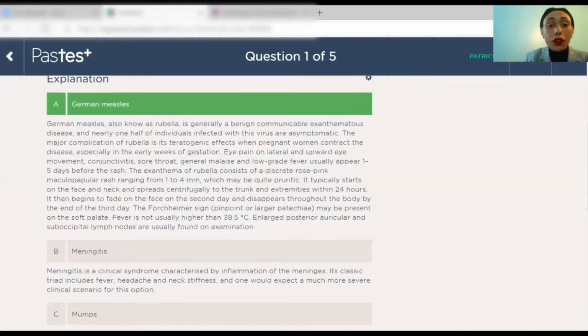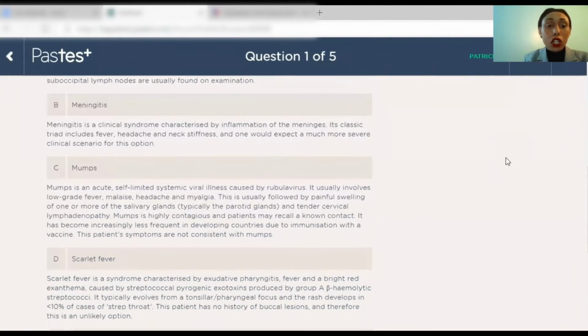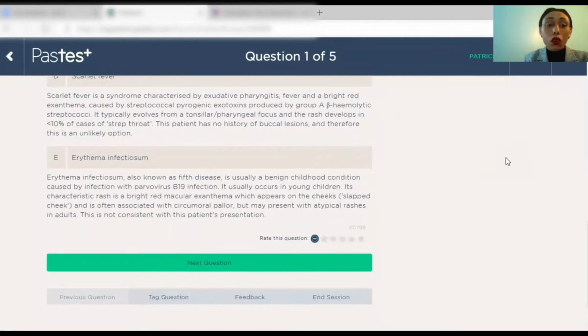Again, you can pause the video at this point if you want to have a read in a bit more detail. But as you can see, there's a lot of information about rubella for you to read. And again, it talks through why it's not meningitis, mumps, scarlet fever, or erythema infectiosum.